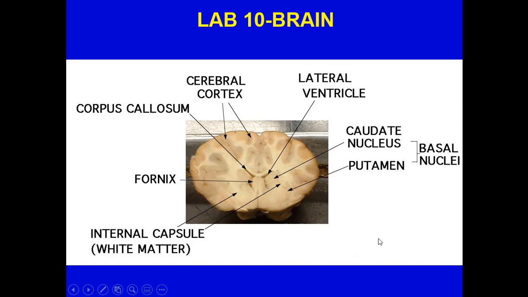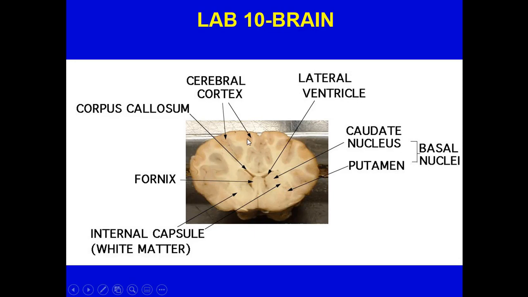So here is our coronal section. Here is our internal capsules here. Here is the fornix. This is the lateral ventricle here, okay? And what you have here is the corpus callosum right here, kind of attaching and connecting this side of the brain and that side of the brain.